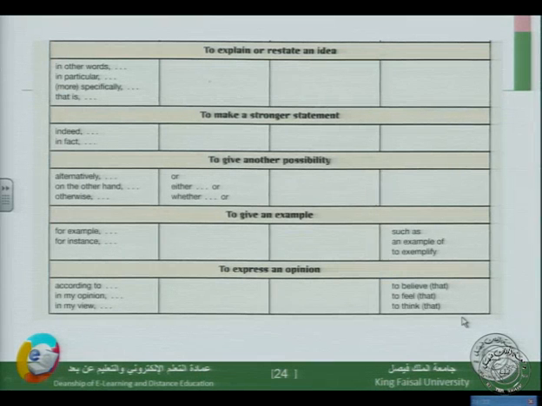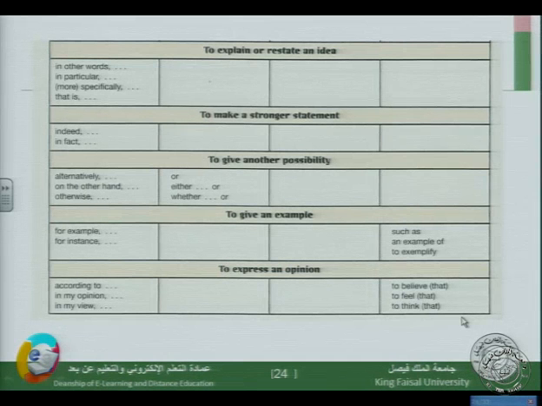To explain or restate an idea: in other words, in particular, to make a stronger statement. We took these in many places during this chapter. So please go back to the previous slides and try to understand the meanings and the functions, and try to pay attention to the punctuation. Try to use them in examples, in sentences.